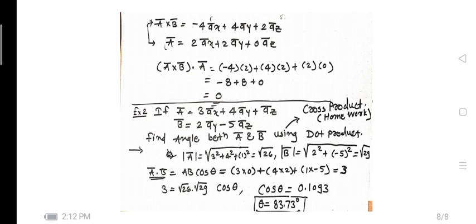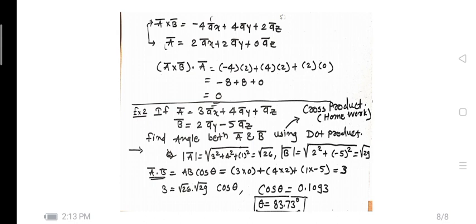So the magnitude is calculated here for a bar. It is under root 26, and it is under root 29 for b bar. Then we can find out a bar dot b bar, which is equal to ab cos theta, which is equal to 3 into 0 plus 4 into 2 plus 1 into minus 5. So the answer is 3. So finally we can write 3 is equal to under root 26 multiplied by under root 29 multiplied by cos theta. From this, cos theta is equal to 0.1093. That means theta is equal to 83.73.